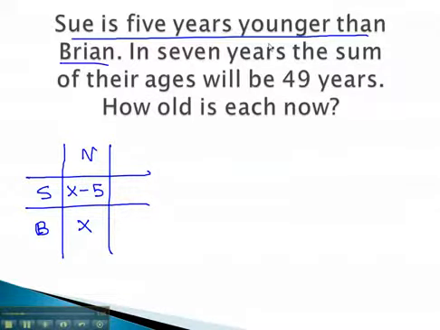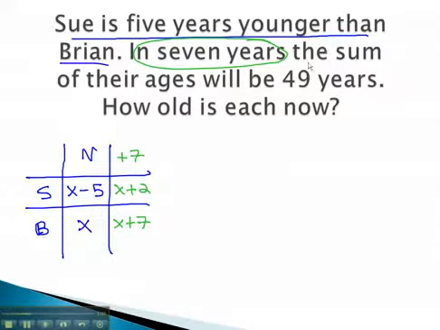Next, we are told in 7 years. This moves us 7 years in the future. This means we have to add 7 to the Sue cell and the Brian cell. x minus 5 plus 7 will give us x plus 2. When we add 7 to Brian's cell, we simply get x plus 7.